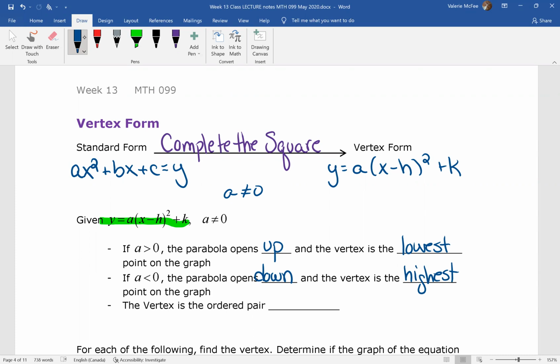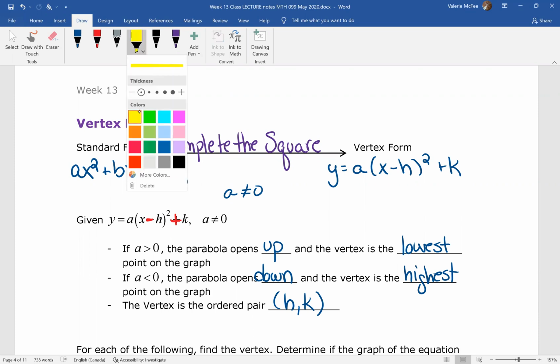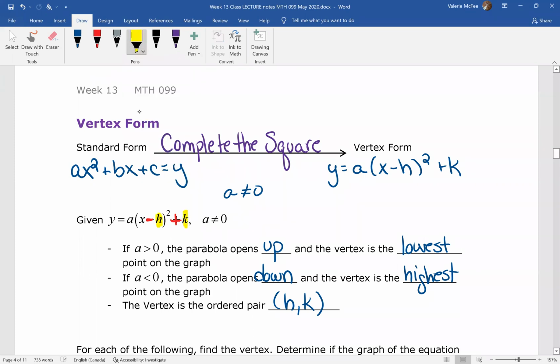The vertex is the ordered pair (h, k). Let's look at that here. If we have a minus sign here and a plus sign here, then the vertex is (h, k). That makes this whole graph a lot easier to figure out. We can tell right away if it's going to open up or down. We can right away see the highest or lowest point.